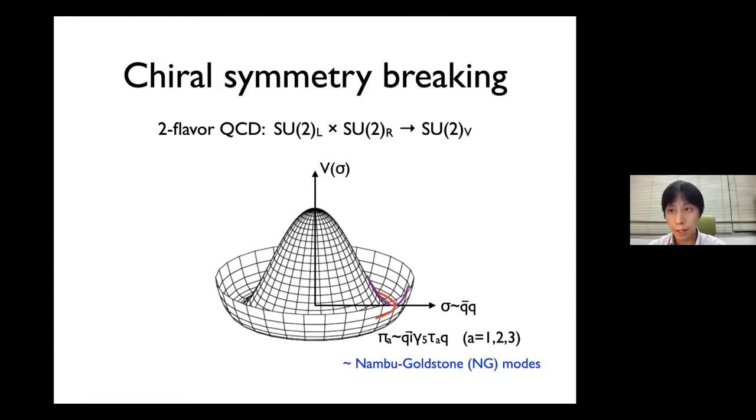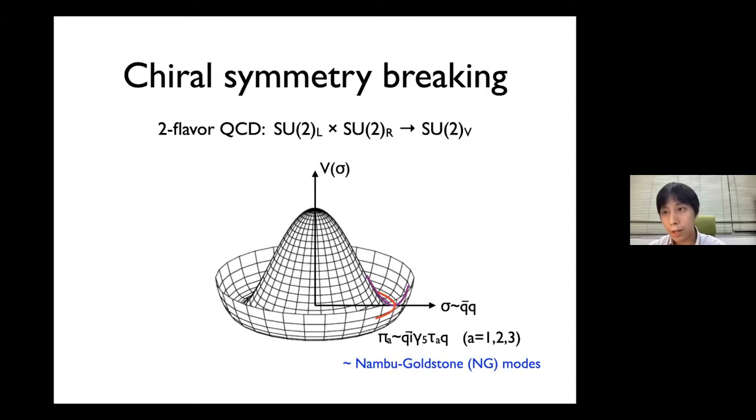And this is depicted in this figure. So this is a potential as a function of the order parameter of the chiral symmetry breaking, sigma. This sigma corresponds to the radial direction, and this is a phase direction. Because of the finite expectation value of this sigma in the ground state, chiral symmetry is spontaneously broken. And consequently, we have associated Nambu-Goldstone modes with this quantum number. Here, tau A is the SU(2) generator. And these Nambu-Goldstone modes are nothing but the pions.